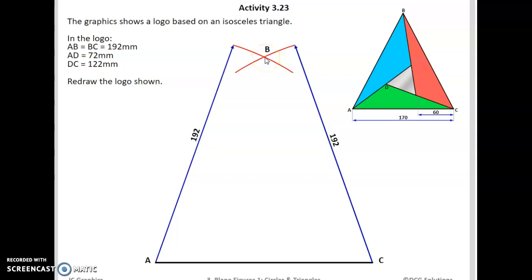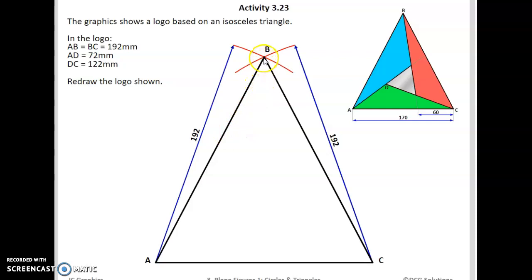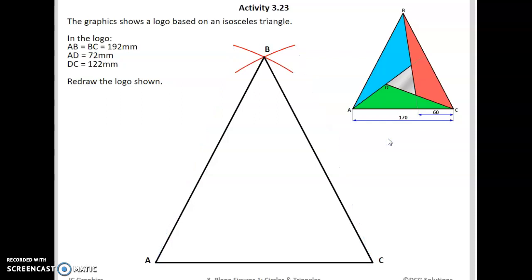Apex is B. So when I complete this, heavy that line in there, heavy that line in there, we know that that's 192 from A. We know that that's 192 from C, so that is the apex. That's not too bad. So we've our isosceles triangle drawn now. So we come down here. What dimension is that, lads? If you look over here, you see it's 60. So I draw that line.